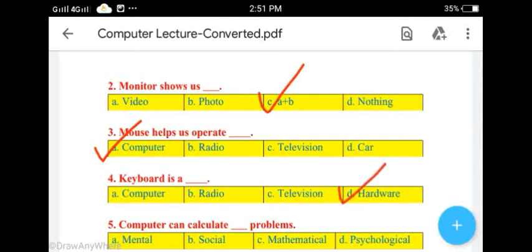Now let's read question number 5. Computer can calculate dash problems. So we have to know what kind of problems can computer calculate. Option A mental, option B social, option C mathematical, option D psychological. So we can easily answer that computer can calculate mathematical problems. So we can put tick mark on C because computer is that device by which we can calculate anything, especially mathematical problems or numerical problems. So our correct answer is computer can calculate mathematical problems.